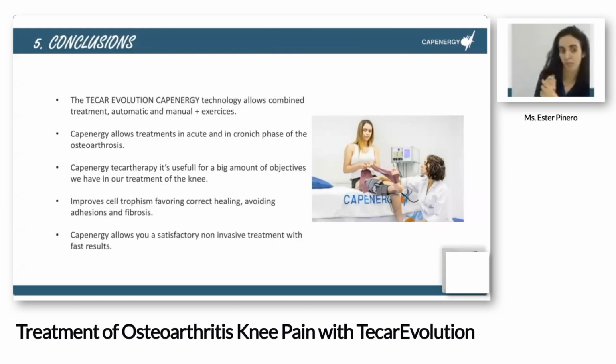And the most important thing I think about Capener's treatment is that it allows you a satisfactory, non-invasive treatment with very good results. Then the patient will be with a lot of satisfaction, and the only thing that they feel is heat, comfortable heat. Then you will have very good results with no incidents or problems, very easy to do. Okay.